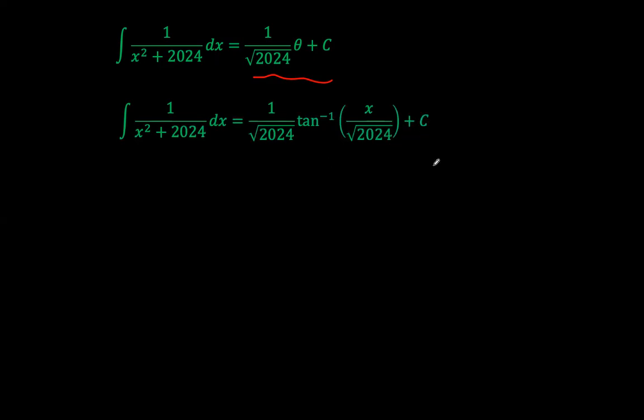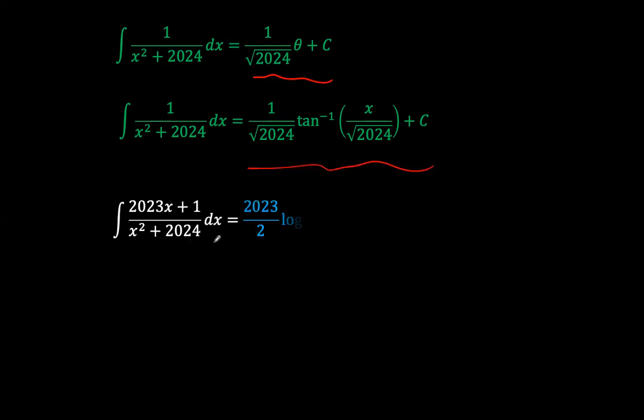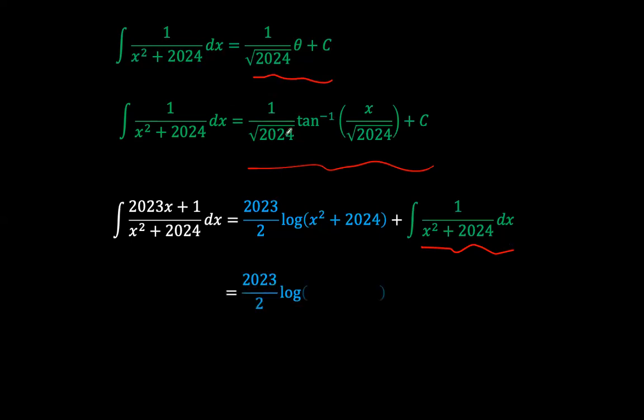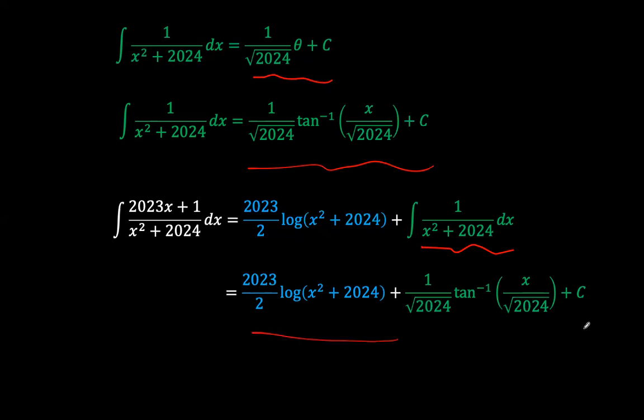So this now can be substituted back into the original integral of (2023x plus 1) over x squared plus 2024, being equal to 2023 over 2 natural logarithm of x squared plus 2024, plus this green integral. And in place of this green integral, we now have 1 over square root of 2024 arctangent of x over square root of 2024. And then obviously we add the integration constant. So this is our final answer.